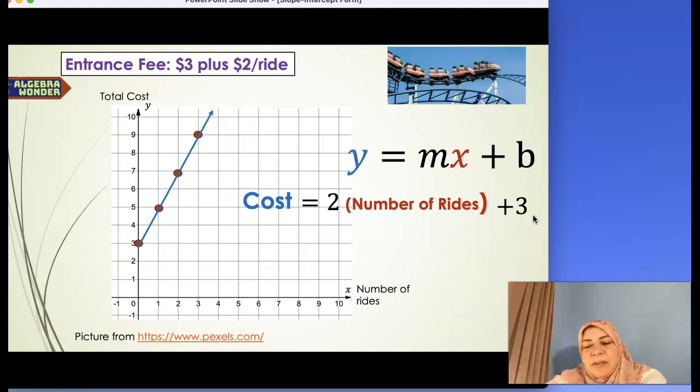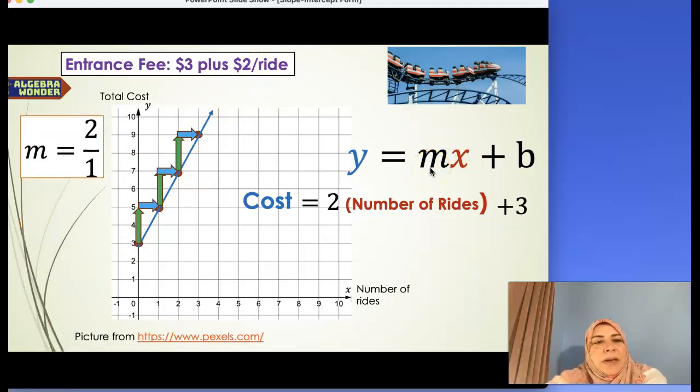y = mx + b. So m is my rate or my slope. As you can see here, $2 per each ride. This is the y, here is the money, and this is the number of rides. And then what is b? b is the y-intercept, which is the constant when you have 0 rides. What does that mean? It is the entrance fee. So b is 3, which is the entrance fee.